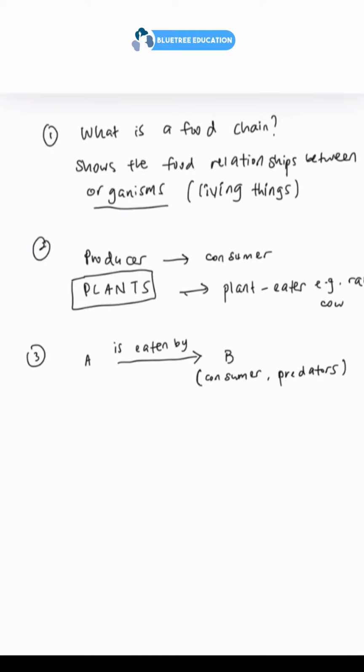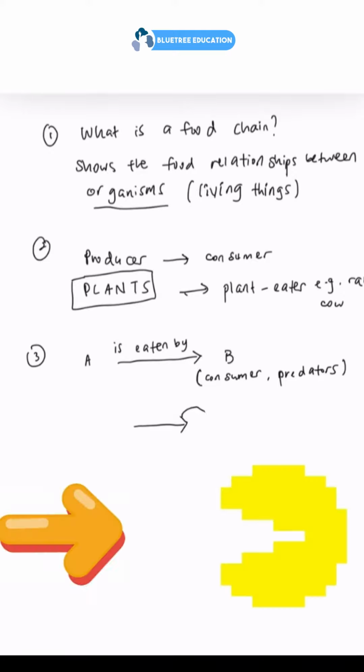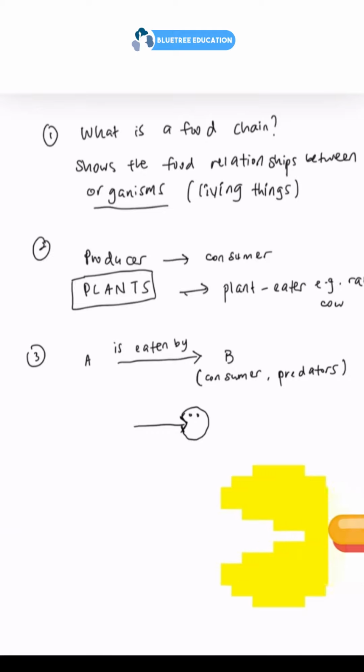But there's another, better, cuter way to remember, and that is using our Pac-Man. If you use our Pac-Man to draw, you just remember that the arrow points into the mouth of the Pac-Man. So the Pac-Man mouth represents the mouth of the consumer, the mouth of the predator. Ta-da! This is an easy way to remember, and I hope that this mini lesson has helped you achieve a better understanding of food chains.